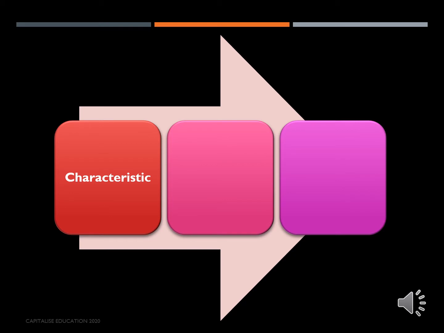Before we can start thinking about the UDL framework and how we will apply it to the planning, teaching and assessment cycle, we need to identify the characteristics of our students on the autism spectrum. However, identifying the characteristics by themselves is not enough. We actually have to be able to identify the functional impact of those characteristics, because it's the functional impact that we're addressing, not the characteristics.